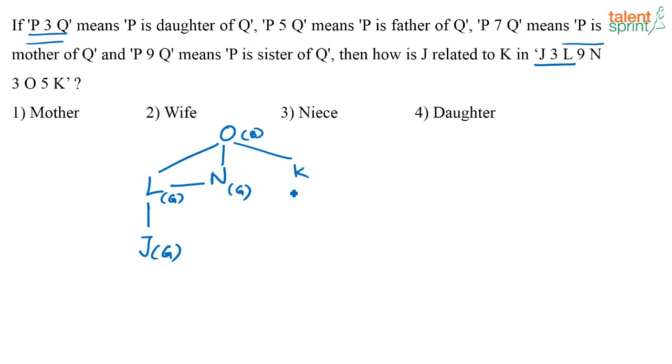Now what is the question? How is J related to K? Very easy, right? J is the daughter of K's sister, or I can say J is the niece of K. So J is the niece of K and the correct answer is option 3, niece.